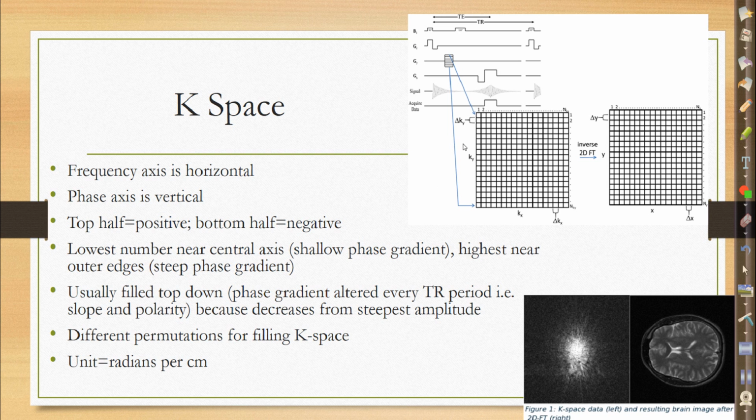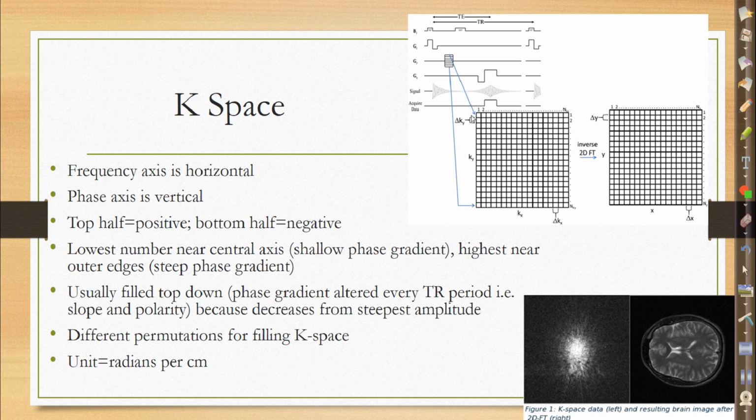K-space is determined by polarity, because your phase shift could be positive or negative. So the top half of K-space is going to be positive, and the bottom half of K-space is going to be negative. Usually it gets numbered from the middle axis out.